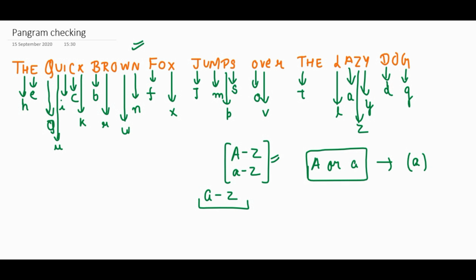So what we can do to check it? As you can see, this sentence, the quick brown fox jumps over the lazy dog, contains all the letters from A to Z. I have already mentioned it, and you can see all the letters are present here. So this is a pangram.